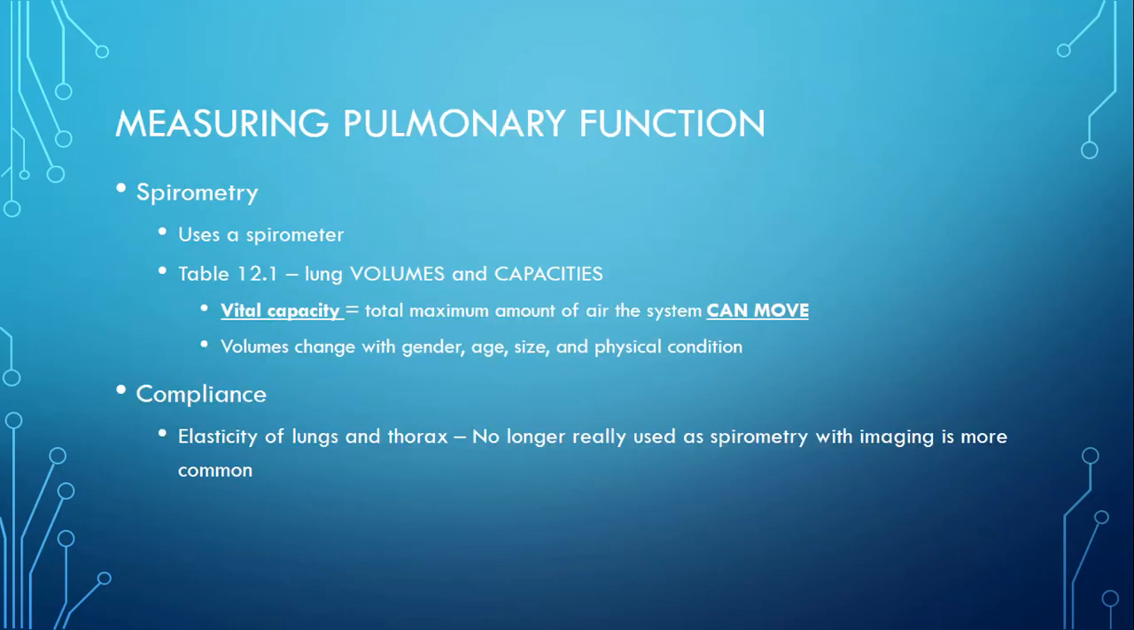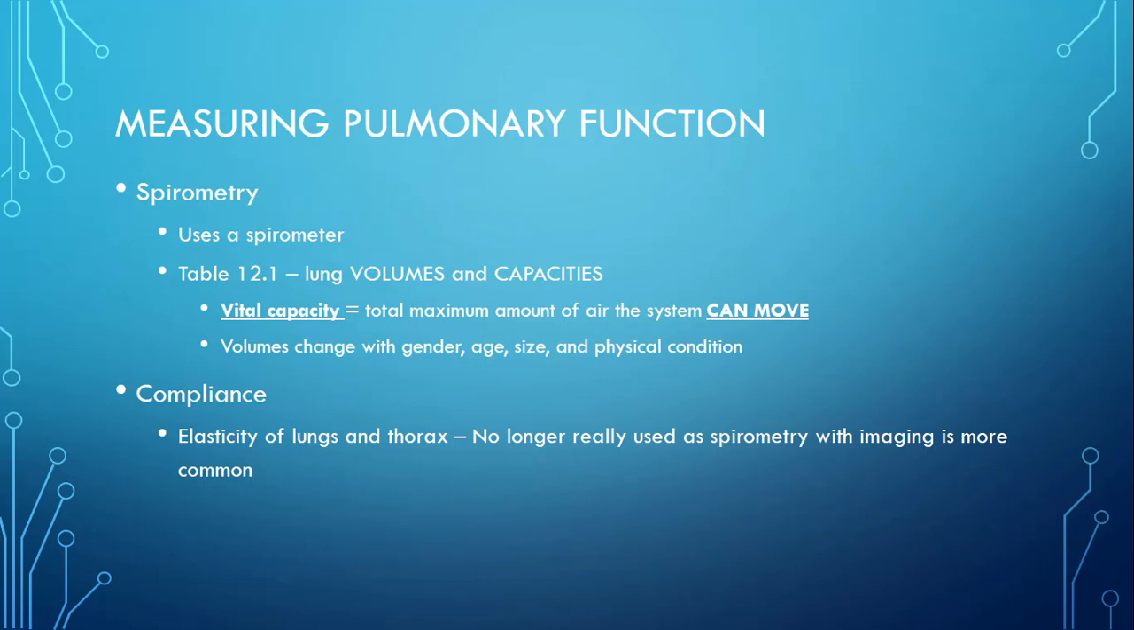The next part of this is talking about measurement of pulmonary function. How do we know whether we have a good or bad pulmonary function? And there's two things here it mentions in the chapter. It talks about spirometry, which uses a spirometer. A meter is something that measures. Spirometry is the process of measuring.